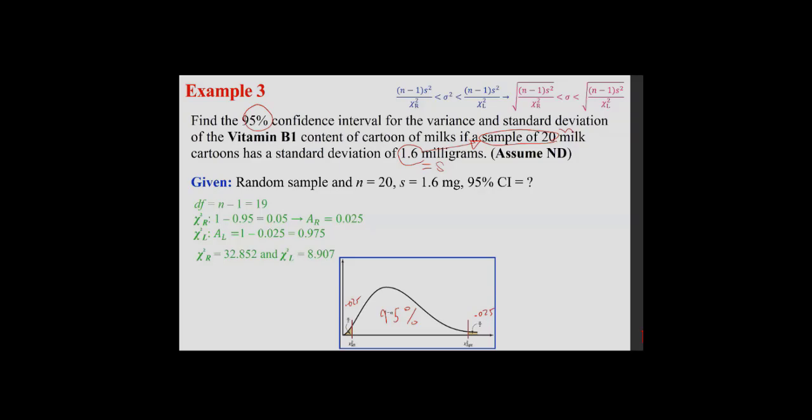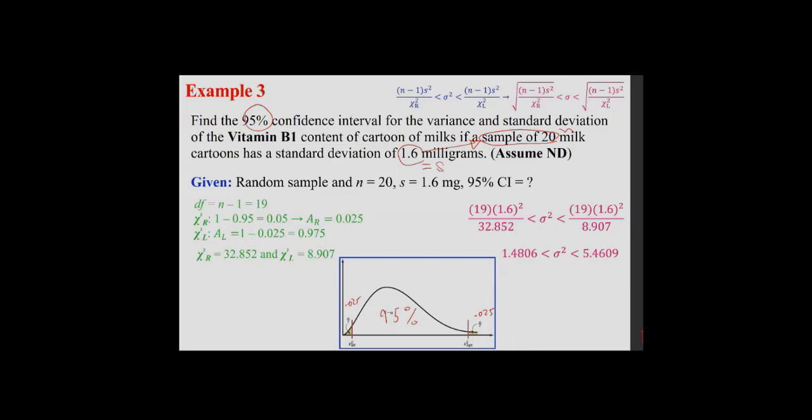Now all we have to do is use the formula at top for sigma squared and plug in the values we just got. So we do that. N minus 1, 19, s squared, 1.6 squared, over chi-squared of the right, which is 32.852, and chi-squared of the left is 8.907. So that would be the right side. You do the math, you go through the process, and sigma squared is between those two numbers.